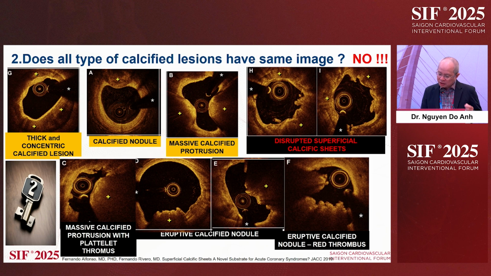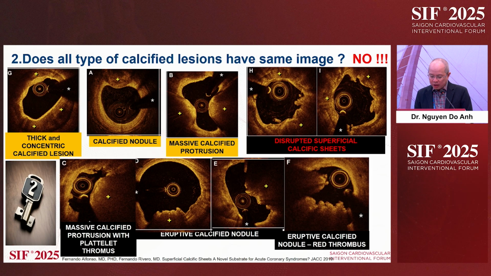The next is the major message I want to highlight to you. Not all calcification is the same. We can see on the screen that there is a variety of calcium lesion types, from thick and concentric calcified lesions, to calcified nodules, to disrupted and superficial calcium, and nodular calcium, non-eruptive and eruptive. Calcium can appear in multiple morphologies, but each has different clinical and mechanistic implications.